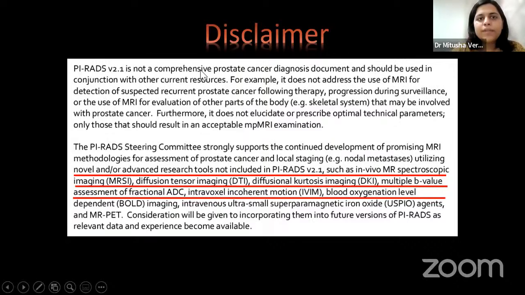That this is not a comprehensive prostate cancer diagnosis document and should be used in conjunction with other current resources. For example, it does not address the use of MRI for detection of suspected recurrent prostatic cancers following therapy, progression during surveillance, or use of MRI for evaluation of other parts of the body that may be involved with prostate cancer. So these are the additional details which we have to provide in our report and are not a part of the template which version 2.1 has provided.